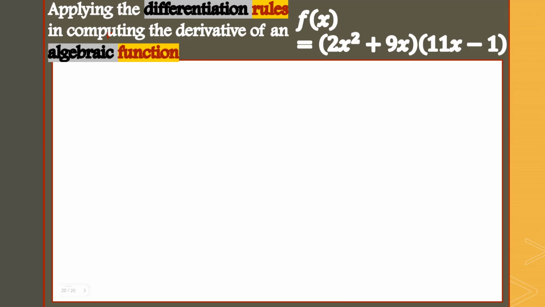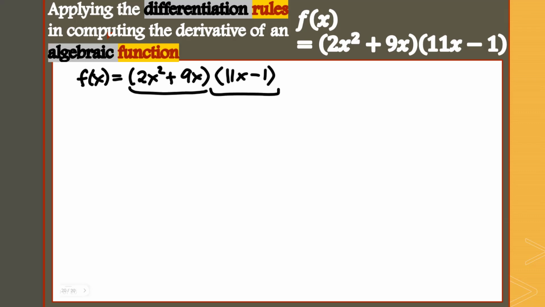So let's start by copying here our given function. F of x is the product of 2x squared plus 9x, and you will have here 11x minus 1. Now, for some, they don't want to use a rule on products. So they tend to multiply this using the FOIL method, and whatever the result, they will just use the rule on sum or difference of functions. That is okay, as long as you can make sure that the product of these two is correctly written. Because if it's not, then definitely you will end up with the incorrect derivative.